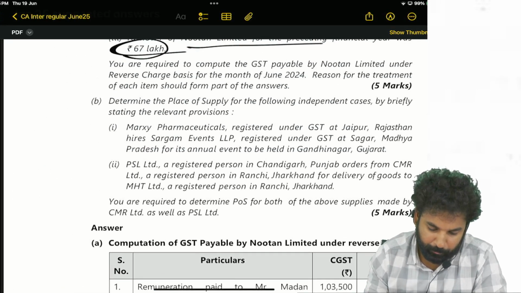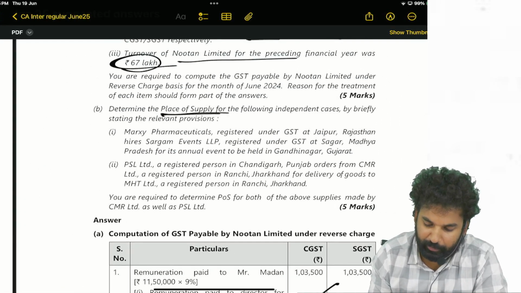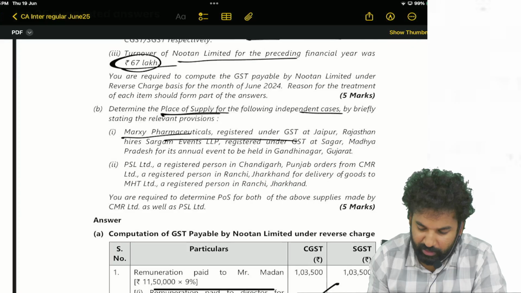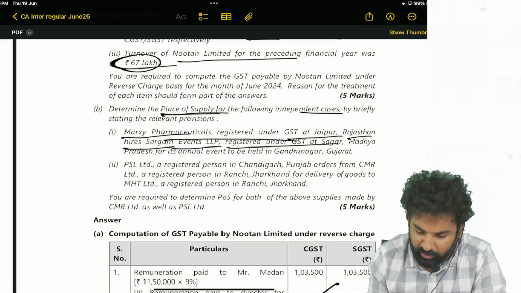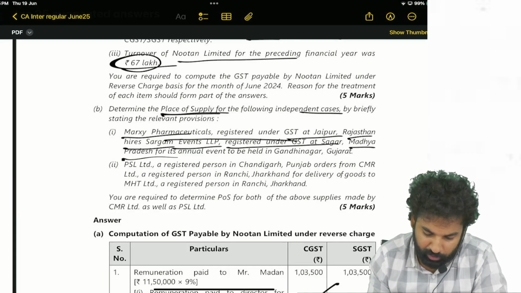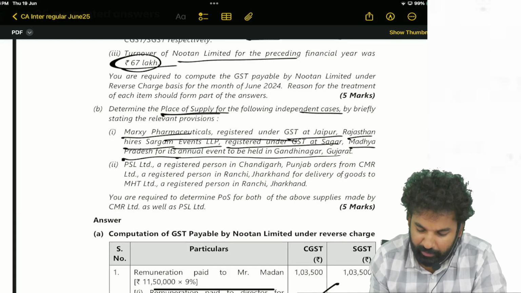Next, determine the place of supply in the independent cases. Marixi Pharmaceuticals registered under GST at Jaipur, Rajasthan, hires Sargam Events Limited LLP, registered under GST at Sagar, Madhya Pradesh, for its annual event to be held in Gandhinagar, Gujarat.